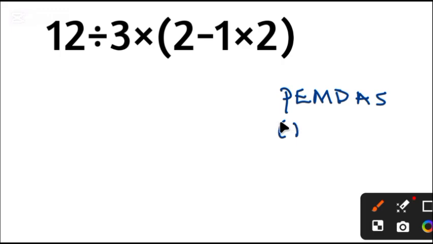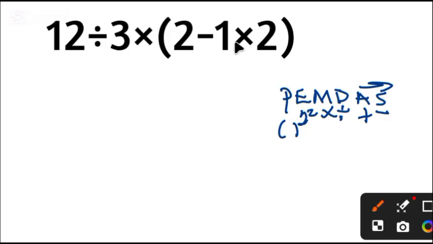So you do the parentheses first, followed by the exponent, followed by multiplication and division. You evaluate from left to right. After that, you do addition and subtraction. You evaluate from left to right. So let's apply it here. We begin with parentheses.